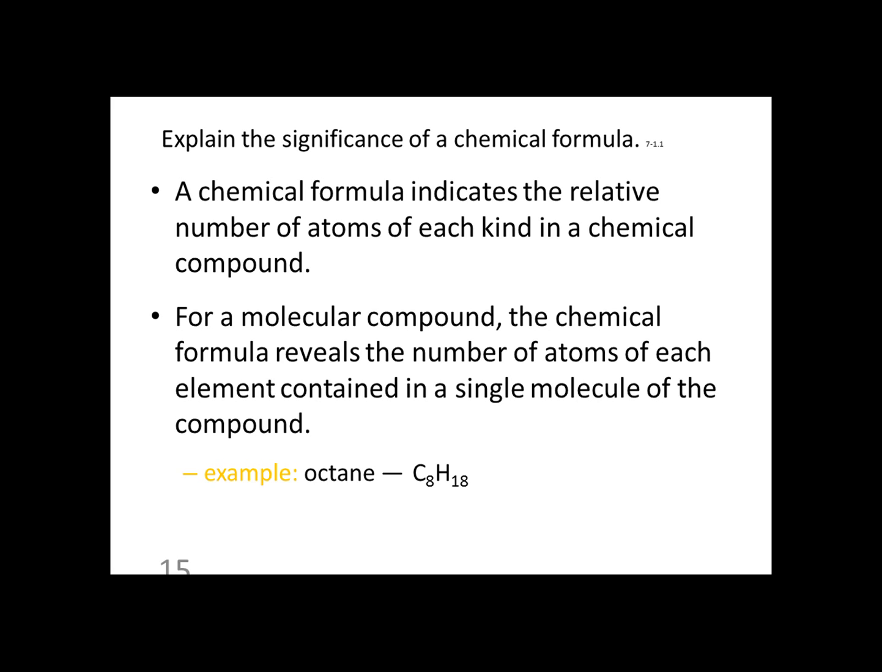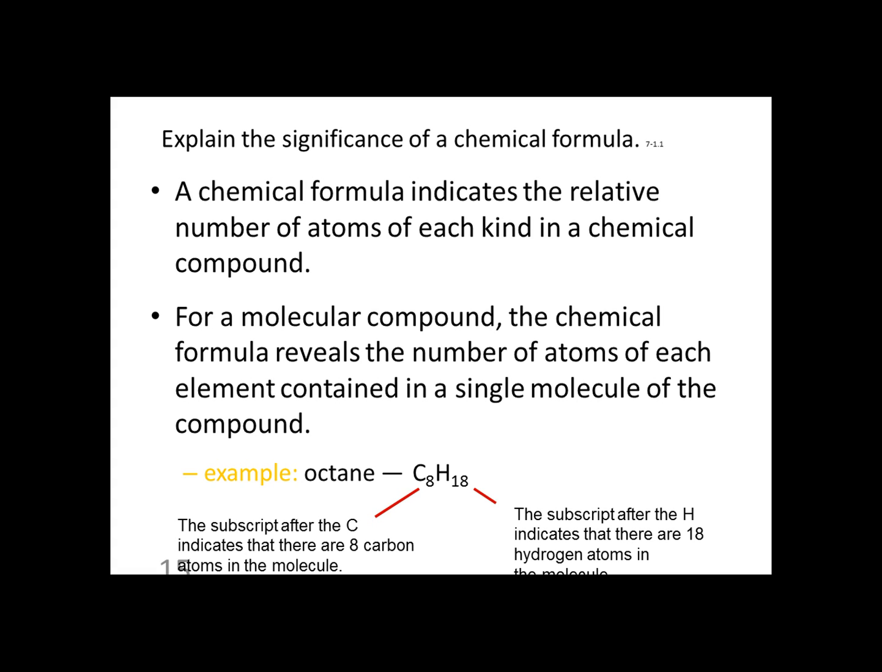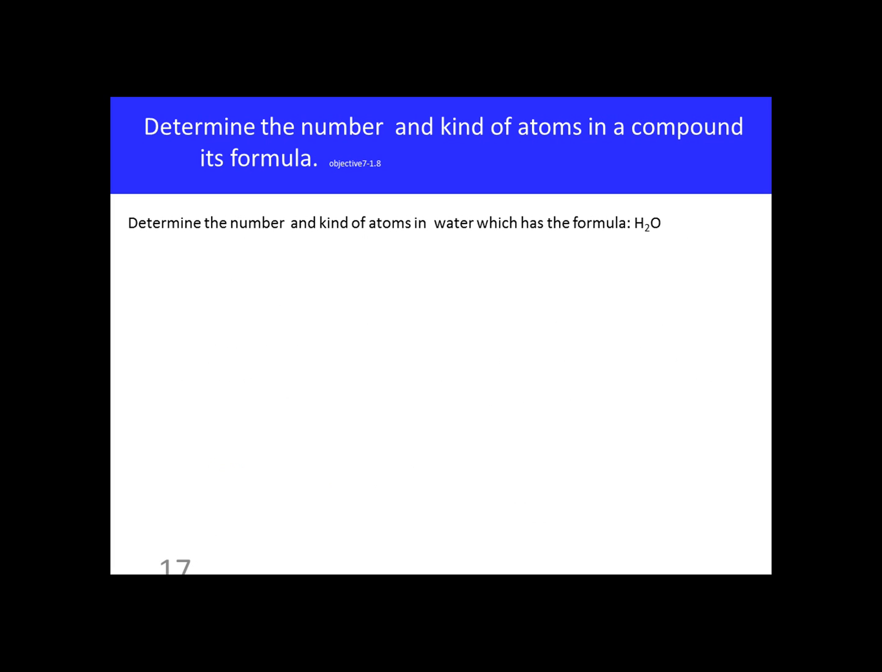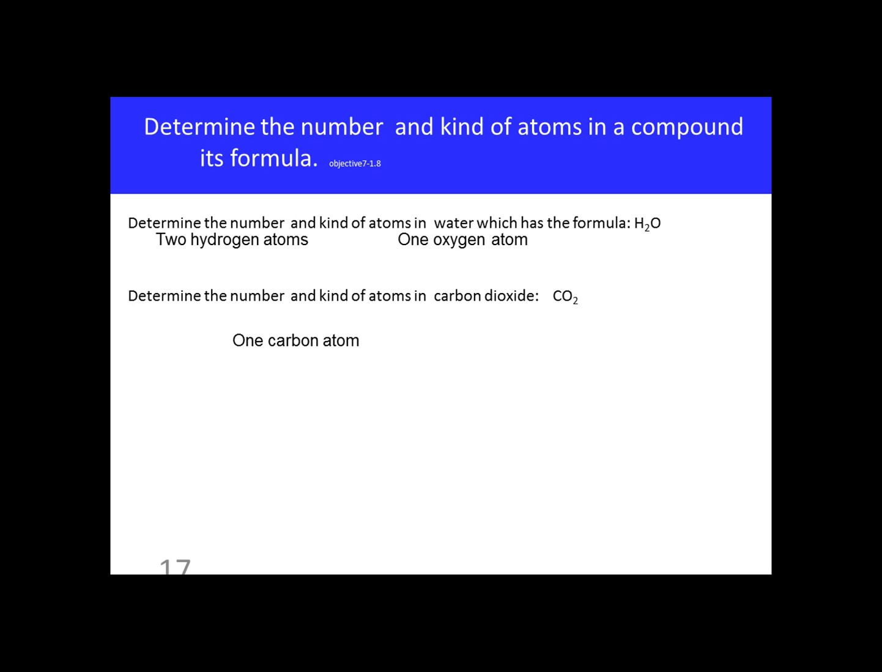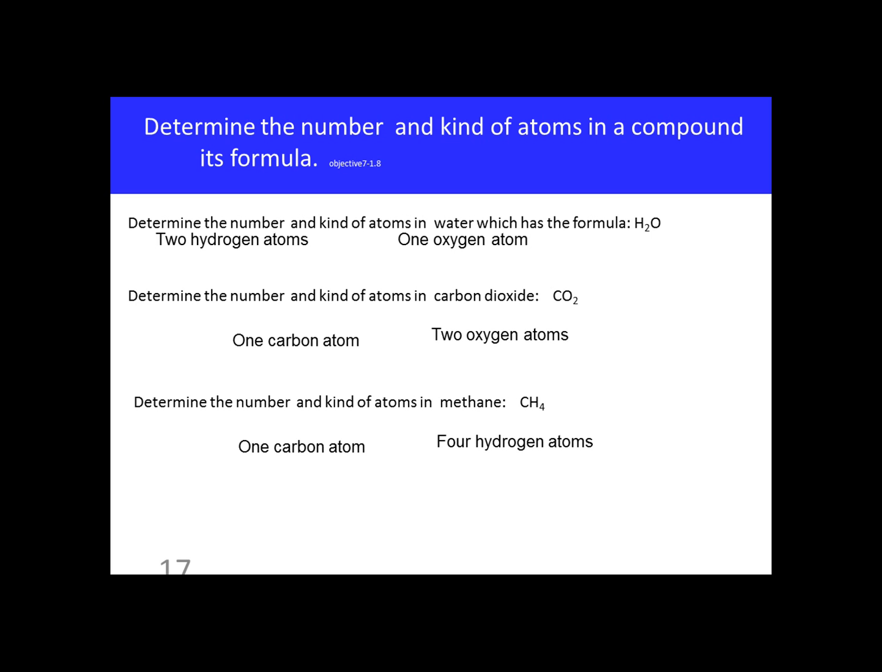That's probably how you got here today, or wherever you are. Octane has the formula C8H18. That means it has 8 carbons and 18 hydrogens. So let's just practice that a little bit. We have the formula H2O. H2O has 2 hydrogen atoms and 1 oxygen atom. Carbon dioxide, CO2, has 1 carbon atom and 2 oxygen atoms. The compound methane, CH4, has 1 carbon and 4 hydrogen atoms.